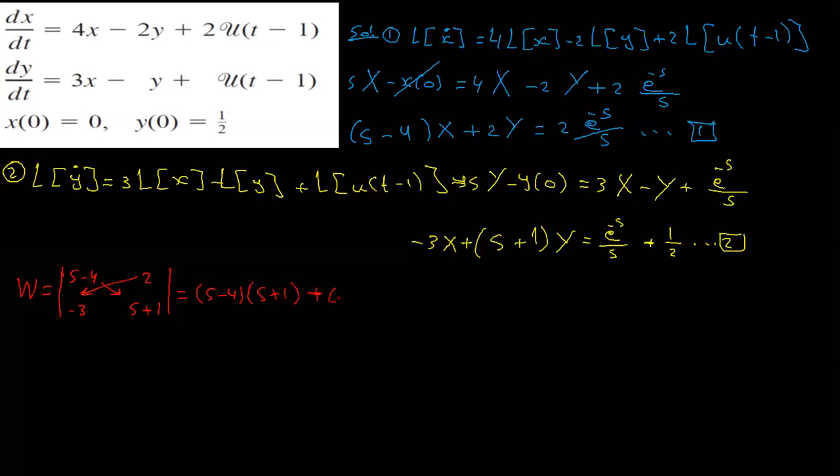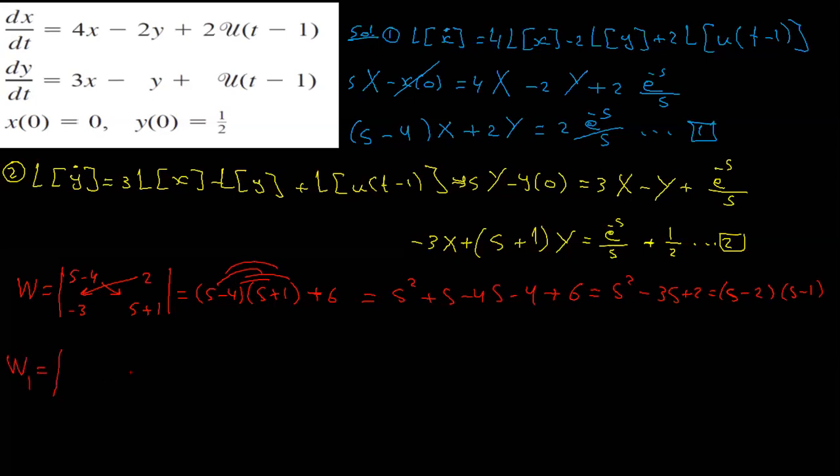So it is plus 6 equal, let me multiply like this. So it is s squared plus s minus 4s minus 4 plus 6, which gives s squared minus 3s plus 2. And this can be factorized if you need. It is s minus 2 and s minus 1. This is my W.